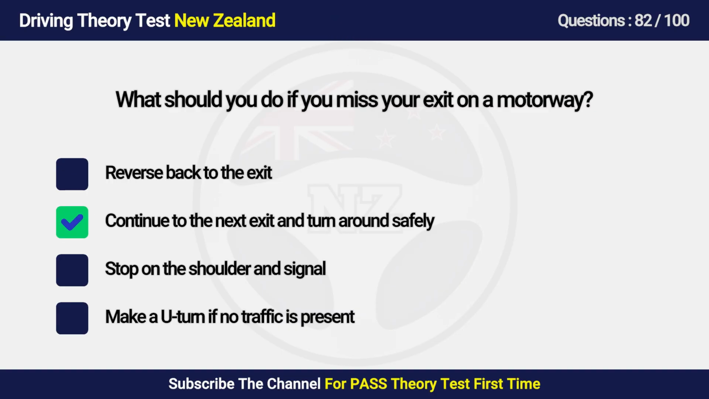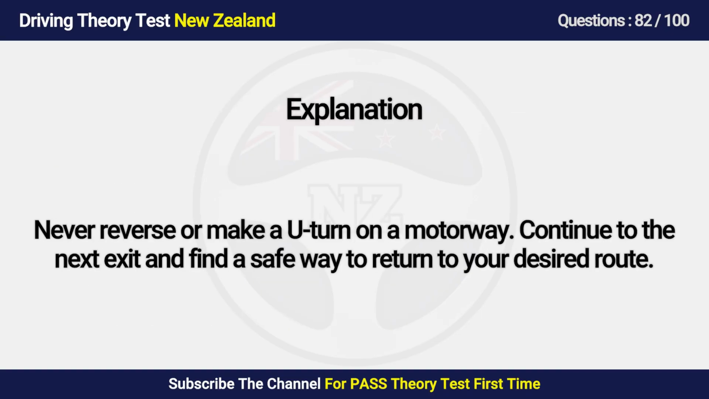Answer is B. Continue to the next exit and turn around safely. Never reverse or make a U-turn on a motorway. Continue to the next exit and find a safe way to return to your desired route.